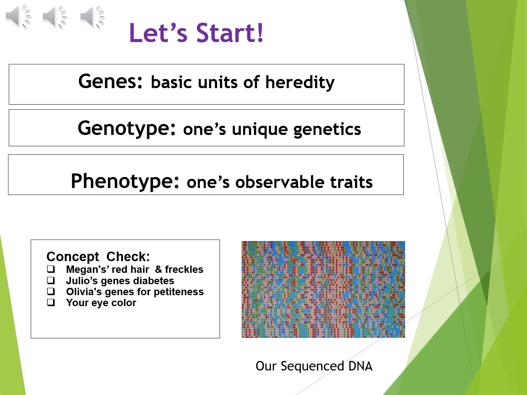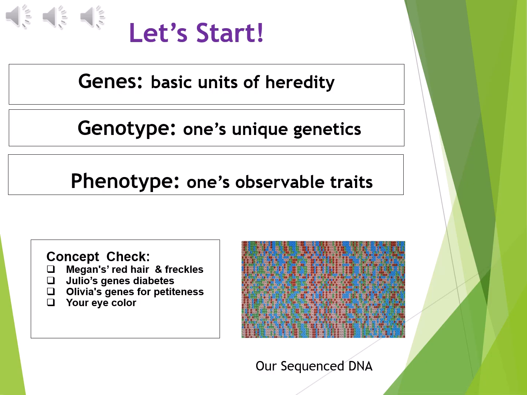Next, consider the terms genotype and phenotype. Genotype is a person's unique genetics, your genes. Your genotype is very similar to mine, but not exactly the same, and to your parents and your siblings. Again, the genotype, the sum of your genetic material.